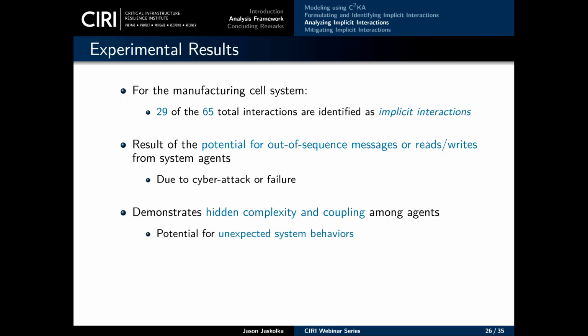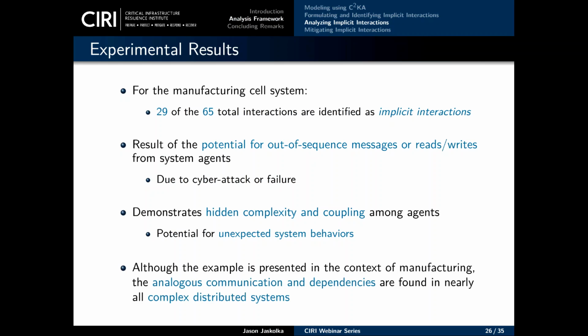So what this does is it demonstrates that there's a lot of hidden complexity and coupling amongst all the agents in your system. And that gives you that potential for unexpected system behaviors. So that's what we want to take care of with this work, is to mitigate the amount of unexpected system behaviors that you have so that you can really predict how reliable your system's going to be. So when something happens, you know what its response is going to be. And that will give us a way to avoid a lot of the issues that can come out of these.